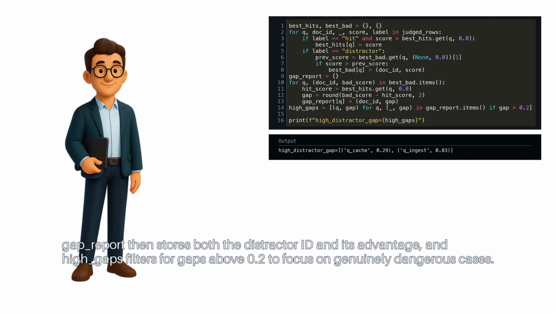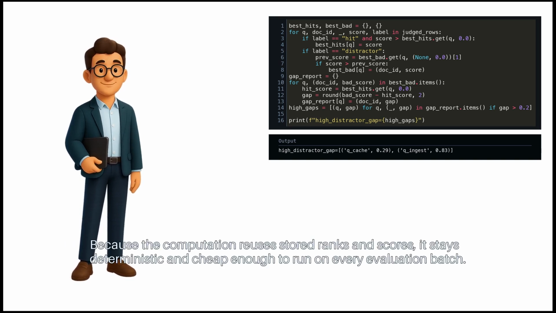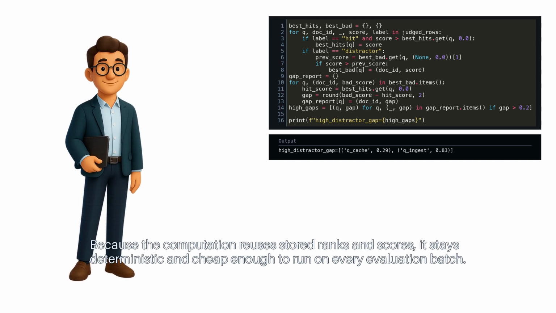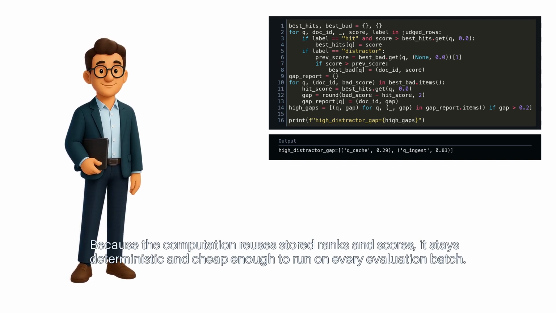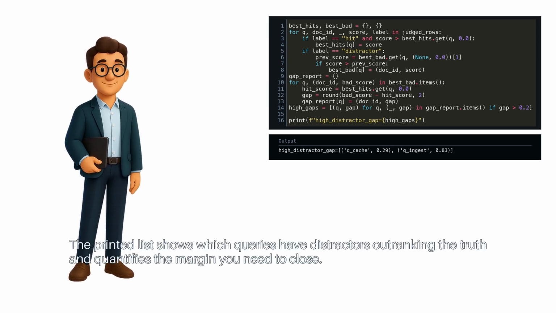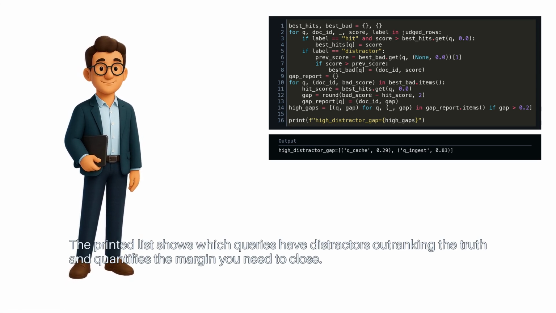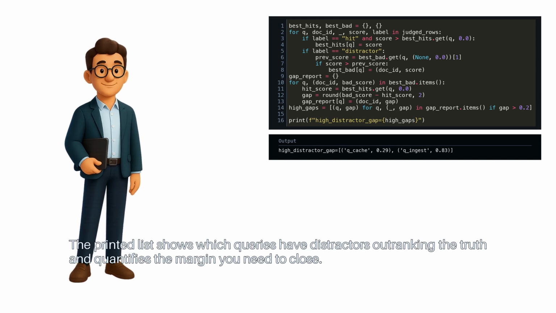gaps above 0.2 to focus on genuinely dangerous cases. Because the computation reuses stored ranks and scores, it stays deterministic and cheap enough to run on every evaluation batch. The printed list shows which queries have distractors outranking the truth and quantifies the margin you need to close.